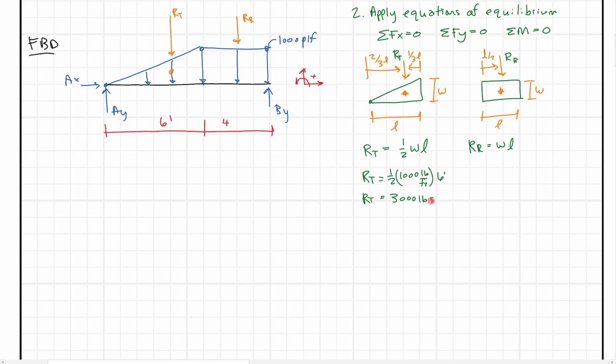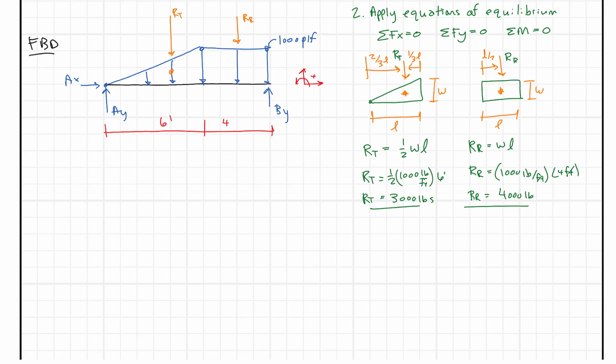Similarly, when we come over here to RR, RR is going to equal W, which is 1,000 pounds per foot, times 4 feet, and our feet cancel out, and we're left with RR is 4,000 pounds. Okay, so this is good. We have two intermediate results here that we're going to use in our problem.